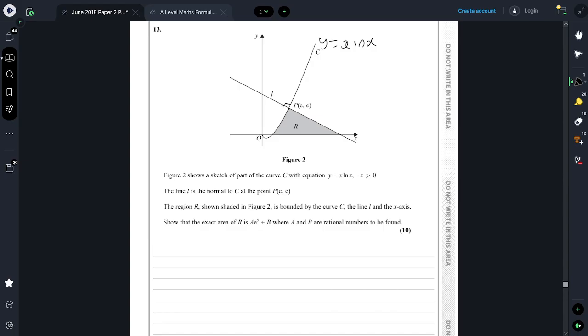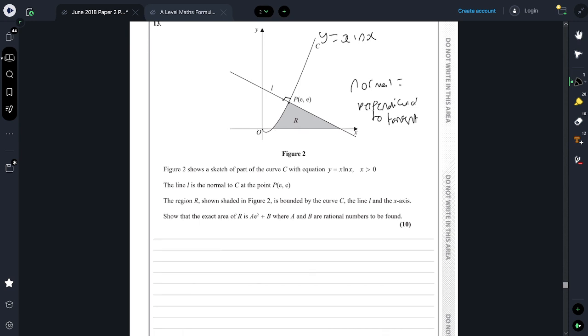So it's tangent. That's what a normal is. A normal is defined to be perpendicular to a tangent at a point, where the tangent is to the curve. So essentially, we need to find this. There's a lot of information we need to find first. We need to find this point here.